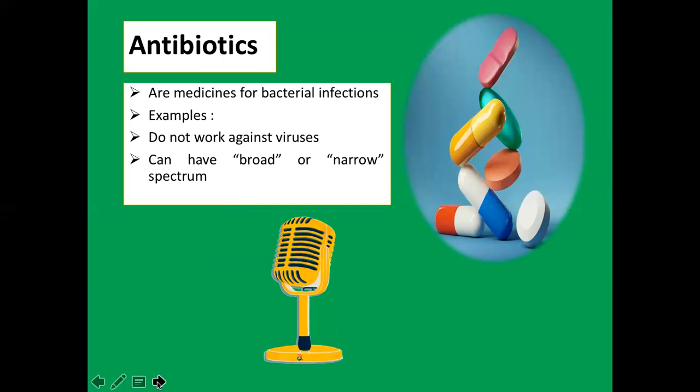And you take note that these antibiotics are not working against viral infections, so they do not work against viruses. And these antibiotics can have a broad or narrow spectrum of activity. So how are we going to differentiate the broad spectrum activity of antibiotics and that of the narrow spectrum of antibiotics against the infecting organism?